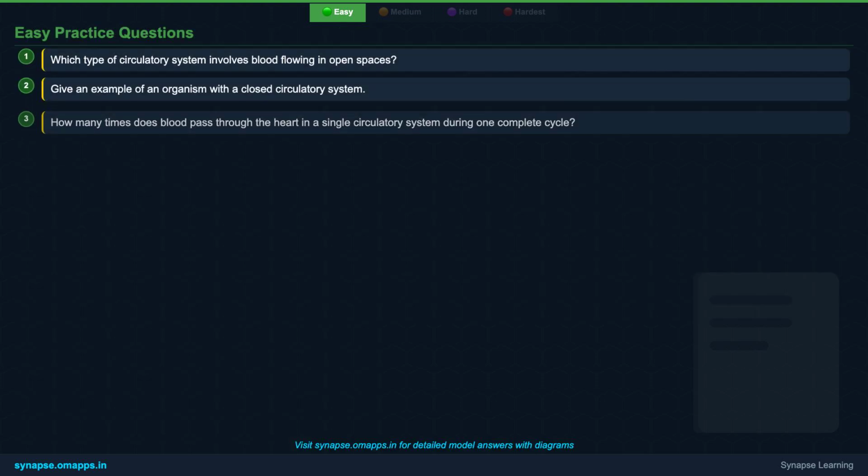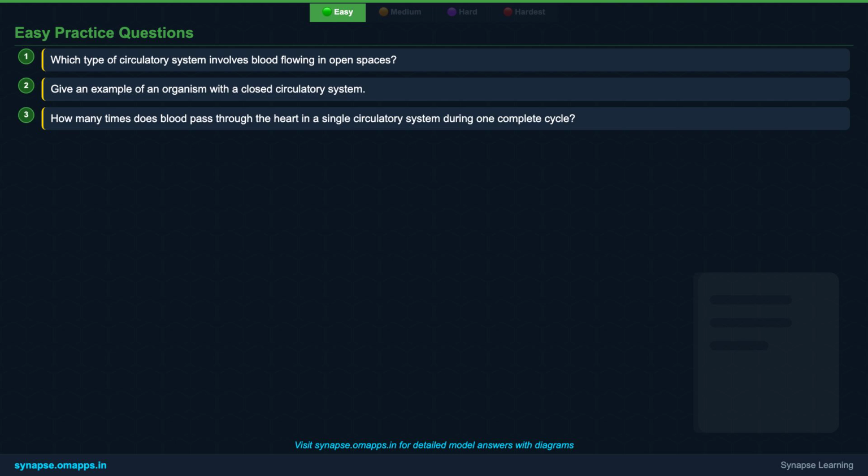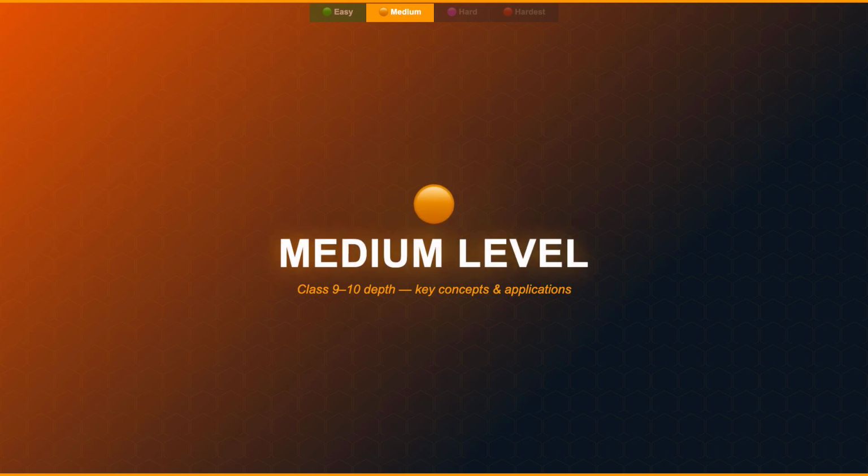Time to test your understanding. Here are 3 practice questions. Q1. Which type of circulatory system involves blood flowing in open spaces? Q2. Give an example of an organism with a closed circulatory system. Q3. How many times does blood pass through the heart in a single circulatory system during one complete cycle? Pause, think, and answer. Now, let's deepen our understanding, exploring the details and nuances of these circulatory pathways.